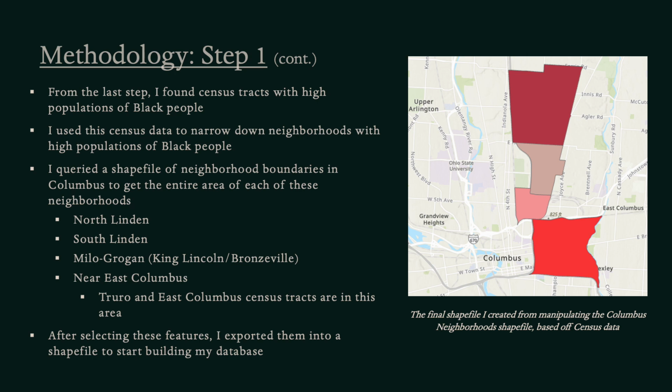In order to ensure that I wasn't selecting neighborhoods to study based off of the demographics of one outlier census tract, I cross-checked the neighborhoods I wanted to study with other census data on the greater Columbus area just to make sure. From there, I narrowed down 4 different neighborhoods I wanted to focus on, and then I exported the polygons for these neighborhoods into a new shapefile. The neighborhoods that I wanted to focus on were North Linden, South Linden, Milo Grogan, and Near East Columbus. I made a separate shapefile for these 4 neighborhoods so that I wouldn't have to deal with data from anything else, and it would allow me to focus on data just from those 4 neighborhoods.